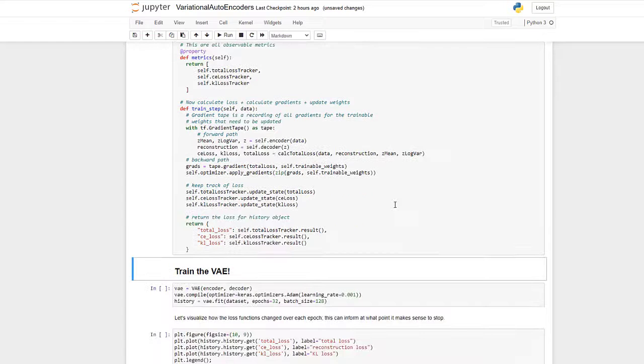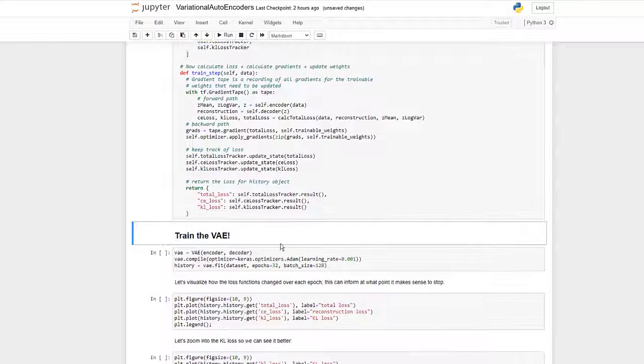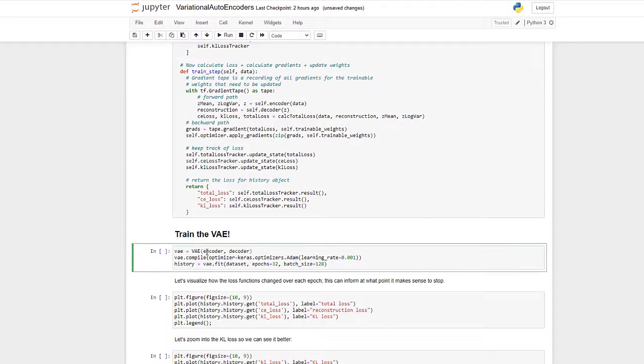Shouldn't take long, but this next block will take a long time. Here we're actually going to do the training. So we're going to set up our VAE model, passing in our encoder model and our decoder model. The VAE model puts them all together. We'll compile that model using the Adam optimizer. And this learning rate is yet another hyperparameter that needs to be tuned.